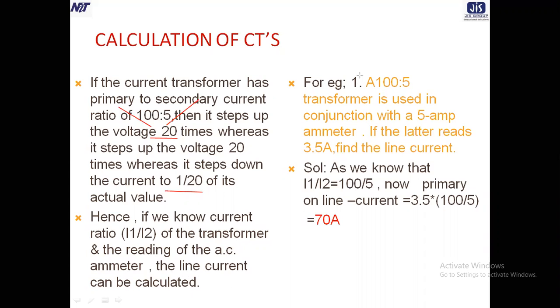So here, for an example, a 100:5 transformer is used in conjunction with a 5 ampere ammeter. If the latter reads 3.5 amperes, find the line current. Solution: as we know that I1 by I2 equals 100 by 5. Now the primary line current equals 3.5 multiplied by 100 by 5. The answer will be 70 amperes. So this way we can find the line current, 70 amperes.